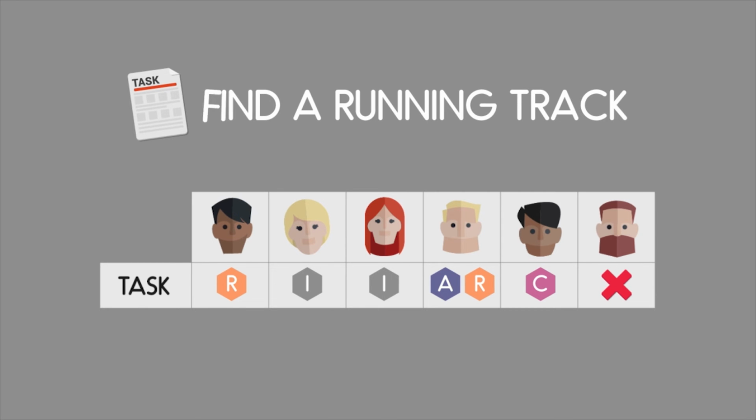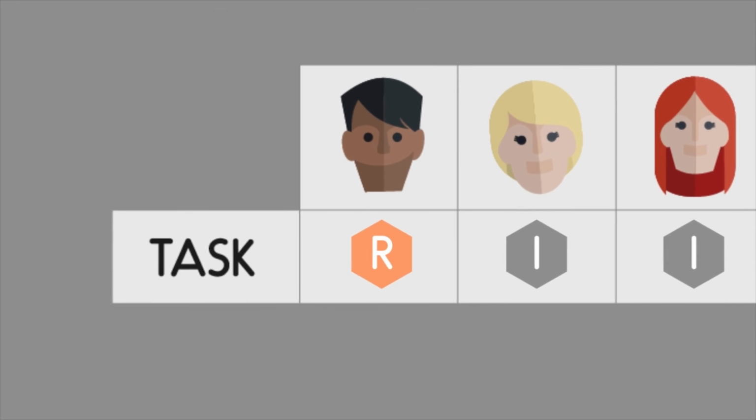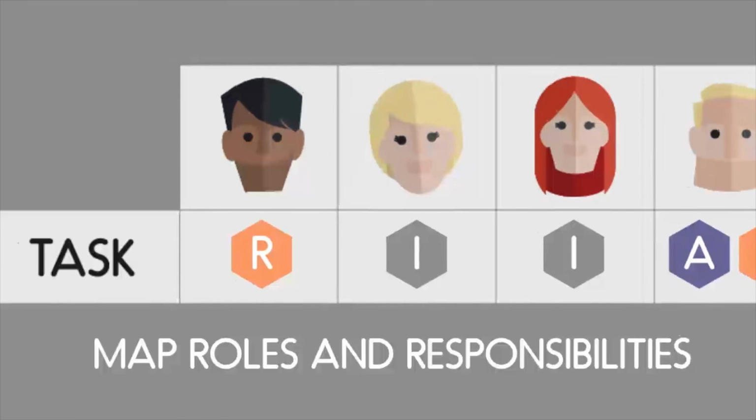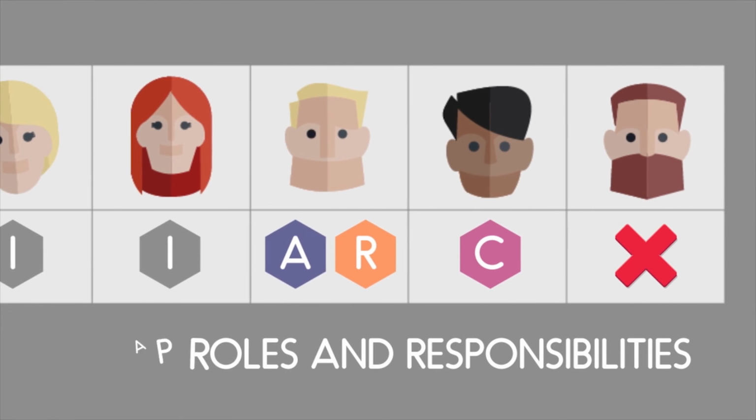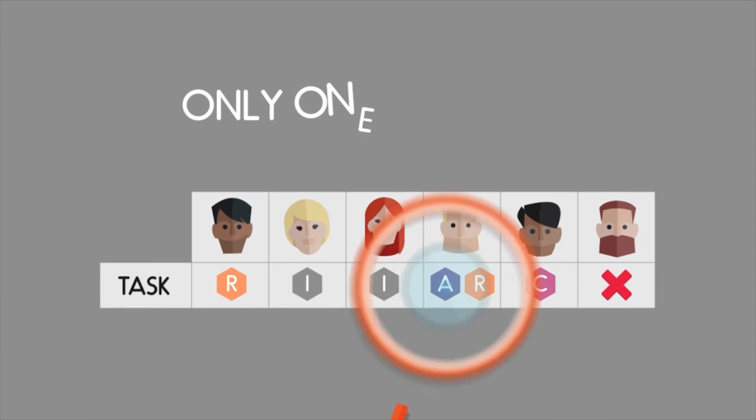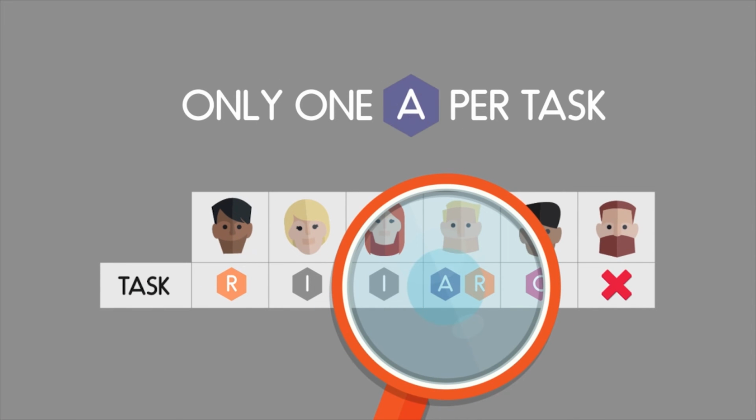We continue to fill out the chart, and you can see that now at a glance, you can begin to start mapping each person's exact role and responsibilities. One rule of thumb is that there is only one A per task. However, someone must be accountable overall for the entire project or business function. In this case, it's our head coach.